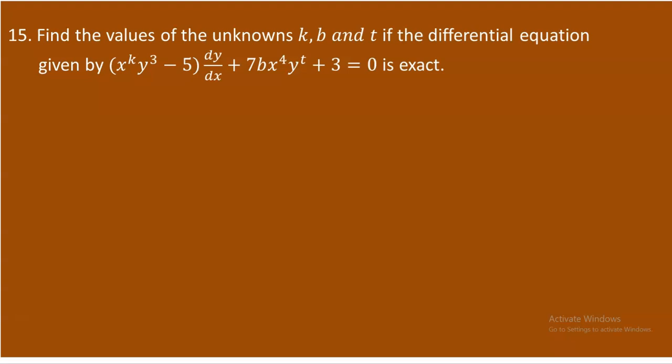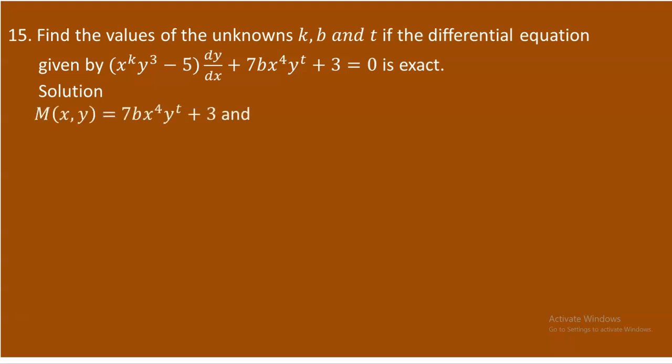Question number 15. It says find the values of the unknowns k, b, and t if the given differential equation is exact. So, dear students, what is asked here is just to determine the values of the unknowns provided that the given differential equation is exact. In other words, for this differential equation to be exact, what should be the values of k, b, and t, the constant values? Actually, k, b, and t are real numbers, okay? So let's see how we can solve this kind of question.